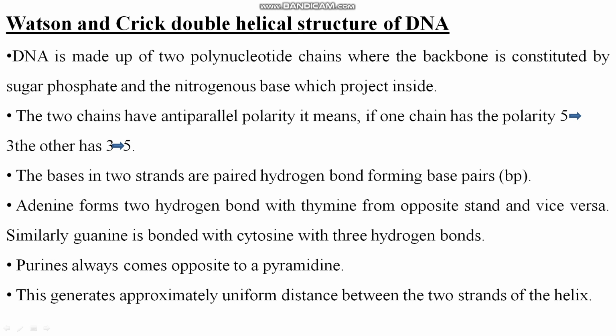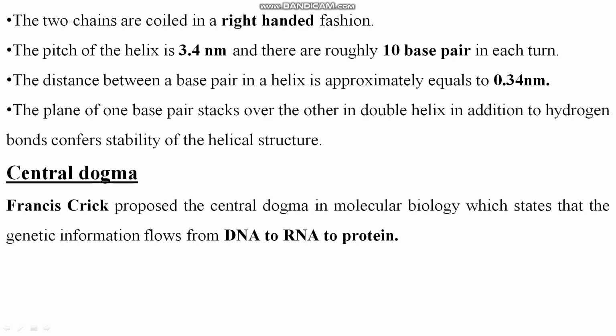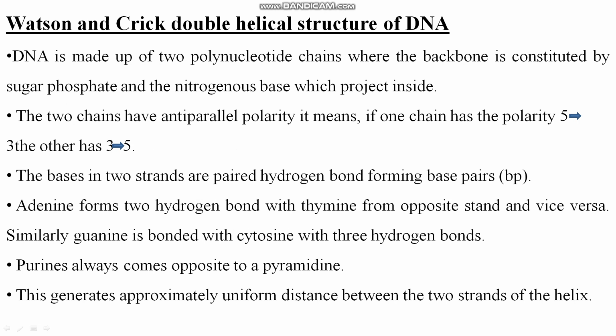Remember it, students, right? So a purine always comes opposite to a pyrimidine. Clear? Sorry, it's a pyrimidine, not a pyramidine. It's a pyrimidine, right? So this generates approximately uniform distance between the two strands of the helix, right? What does this bonding generate?